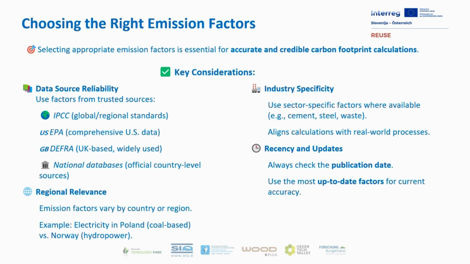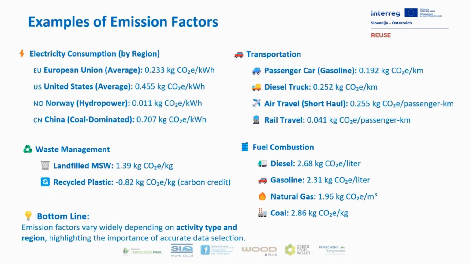In short, choosing the right emission factor isn't just about picking from a list. It requires looking at the source, the region, the industry, and the timing. It's one of the most important steps for ensuring that your carbon footprint data is both accurate and credible. To make the idea of emission factors a bit more concrete, let's look at some real-world examples from different sectors and regions. Let's start with electricity consumption.